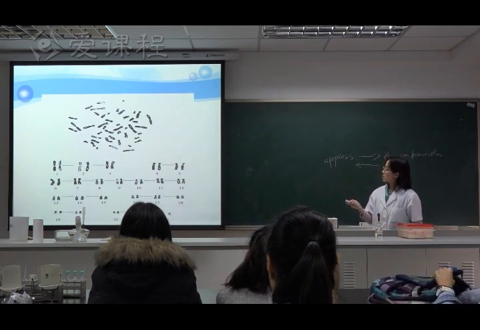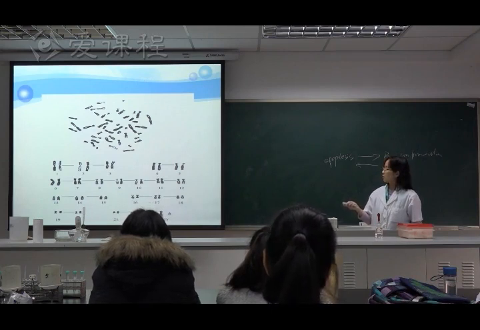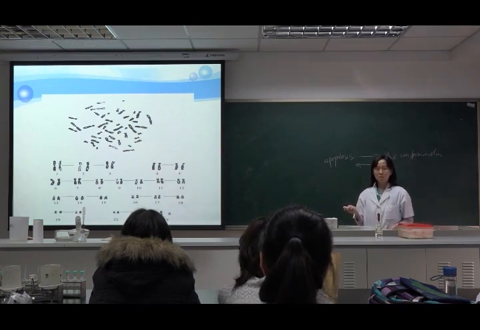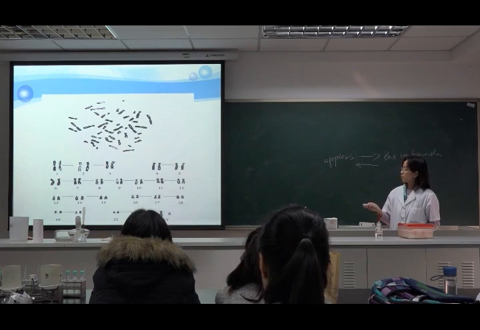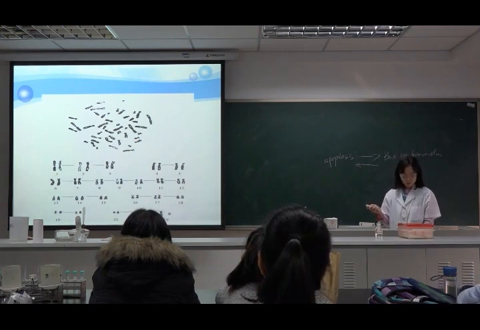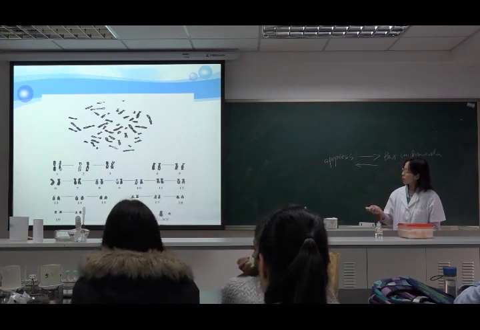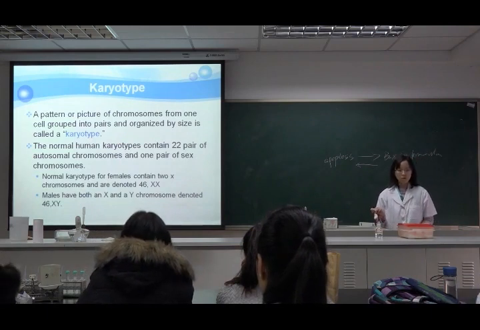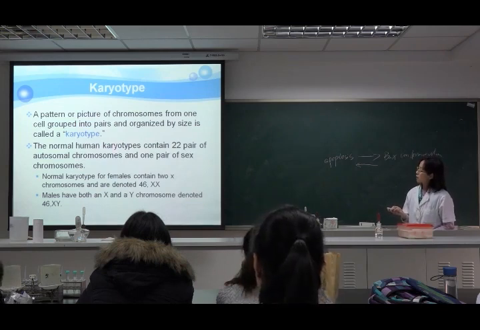Several years ago, scientists just used scissors to cut this out and then put the chromosomes in line. However, now we do the experiment with a machine. We can use some software to put the chromosomes in line. So here we see these lined-up chromosomes, and we give them a name, karyotype. A pattern or picture of chromosomes from one cell, grouped into pairs and organized by size, is called a karyotype.